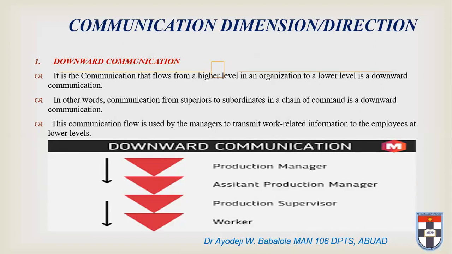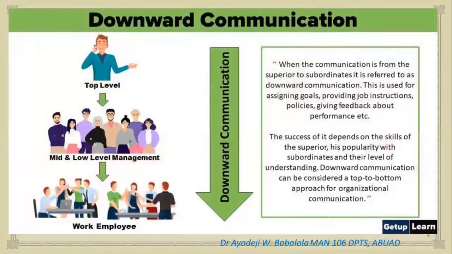So downward communication flow is used by managers to transmit work-related information to the staff at lower levels. A production manager gives instruction, downward instruction, to his assistant. The assistant will give downward information to the production supervisor, who is a subordinate to him, and down like that. So when superiors transmit work-related information to the people below them, what is happening is referred to as downward communication.